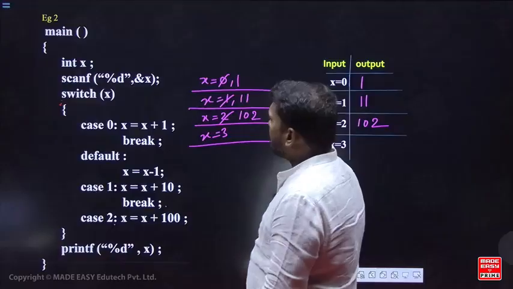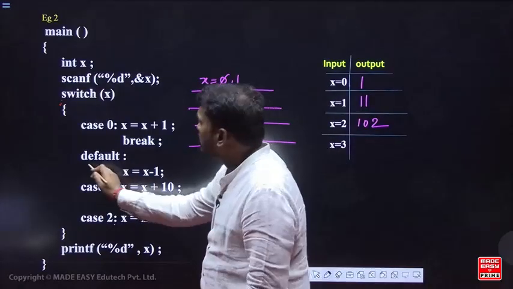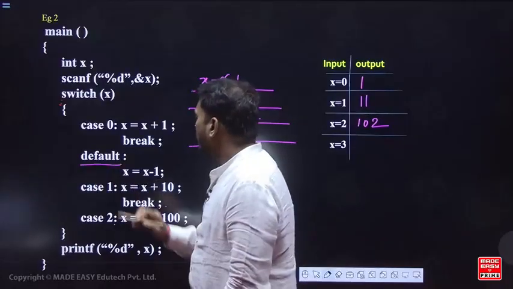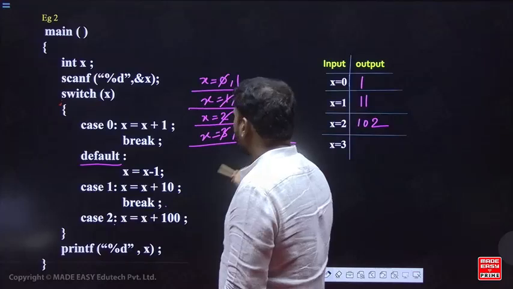X equal to 3, is it matching with any case? No, it is not matching with any case. So it will execute what? Default. So it will execute default, x equal to x minus 1. So 3 minus 1, that becomes 2 here.